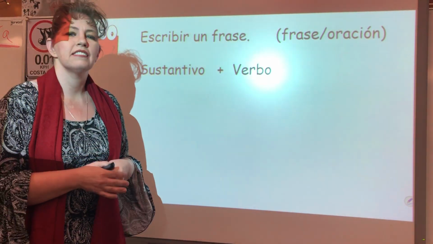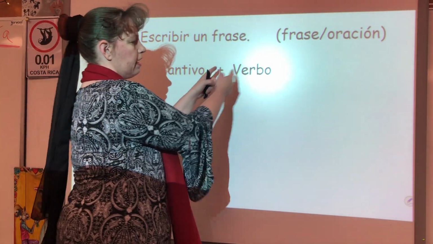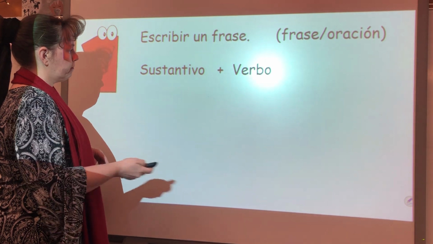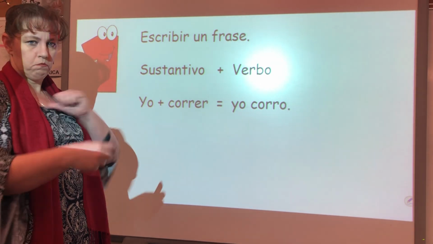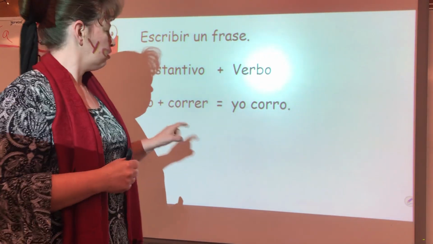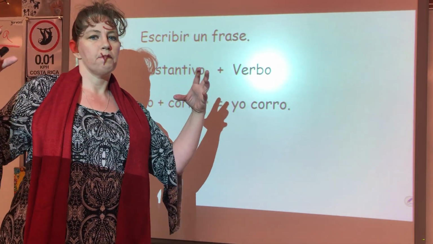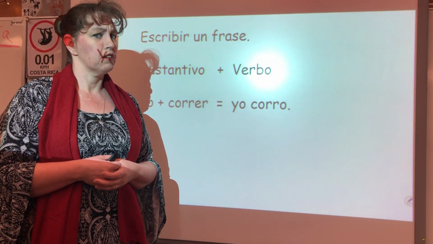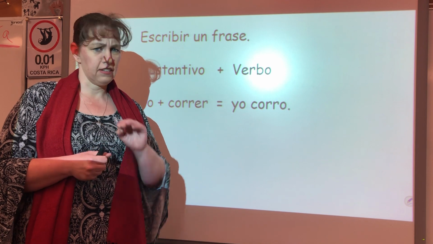Escribimos un frase. Para escribir un frase, necesitas sustantivo, noun, y verb. Same as English, right? Okay, let's see an example. Yo, sustantivo, a noun, a person, yo, correr, verbo correr. Yo, correr. Now, correr is the thing that means to run. You would not say a sentence, I to run. That sounds a little funny in English even, right? I to run. So in Spanish, if you say yo correr, also sounds funny. That doesn't make any sense.